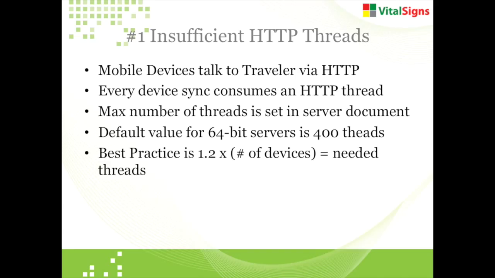Now, you might think that that's enough threads, and typically when you first install Traveler, that is enough threads. But as the number of devices multiplies and grows over time, exponentially sometimes, you can quickly run out of threads and not even know that that condition has happened. IBM recommends that the number of threads that you have is 1.2 times the number of devices that you have.